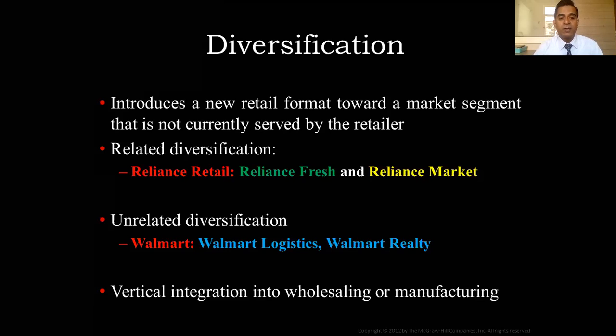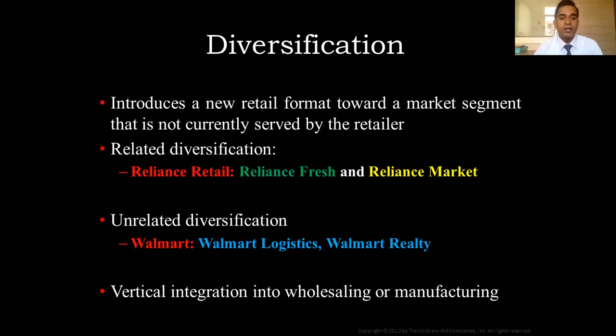The example of related diversification here is Reliance Retail. Reliance Retail has Reliance Fresh as well as Reliance Market. Both sell the same products, groceries. Reliance Fresh is a supermarket, Reliance Market is a warehouse club. The target market of Reliance Fresh is middle class households, and the target market of Reliance Market is also middle class households. But in addition, Reliance Market caters to one more segment, that is small businesses like kirana stores and restaurants.